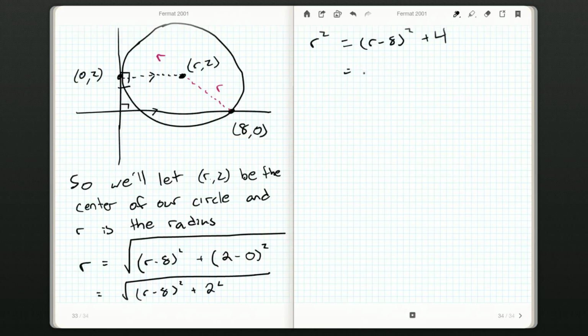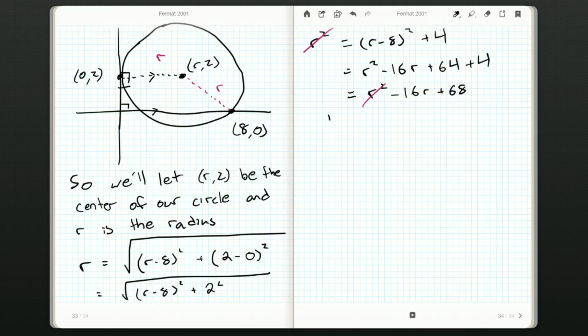We can expand the r minus 8 squared. You can either FOIL it out or use the binomial theorem, however you want to do it. So r squared minus 16r plus 64 plus 4. And we can clean that up ever so slightly. So r squared is equal to r squared minus 16r plus 68. Well, actually, these r squareds are going to cancel one another out. So it looks like my intuition was wrong there. We aren't going to be solving a quadratic.